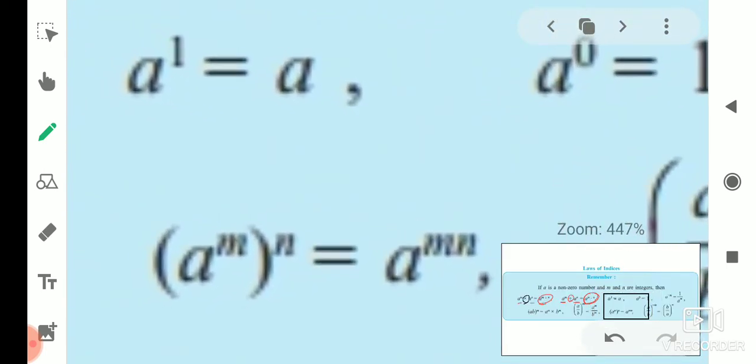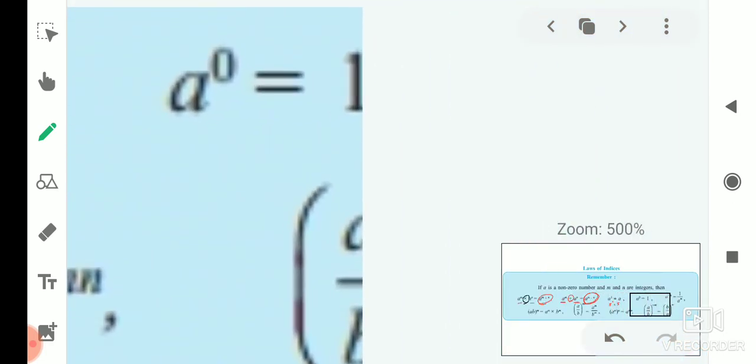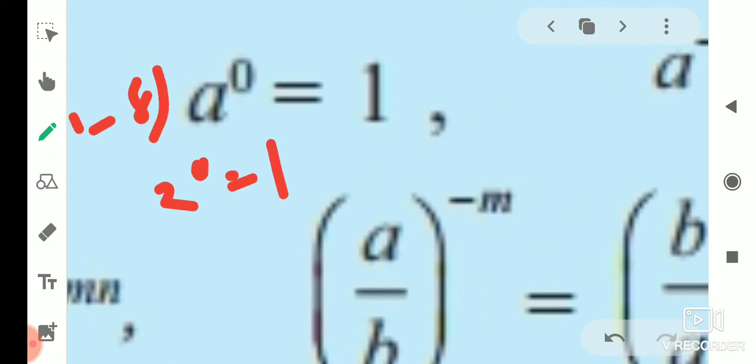The next property that we have seen is a raised to power 1 is equal to a. That is, the first power of any number is the number itself. For example, 5 raised to power 1 will give 5, 3 raised to power 1 will give 3, 4 raised to power 1 will give 4. The next property is a raised to power 0 equals 1. That is, if any number has the power 0, then it will give the value of 1. For example, 2 raised to power 0 will give 1, minus 8 raised to power 0 will give 1, 1 upon 2 raised to power 0 will give 1, and so on.